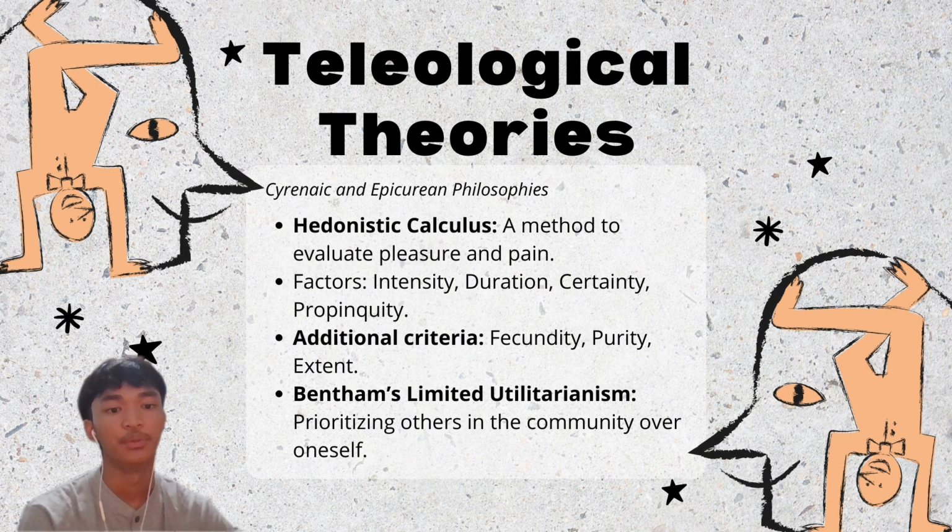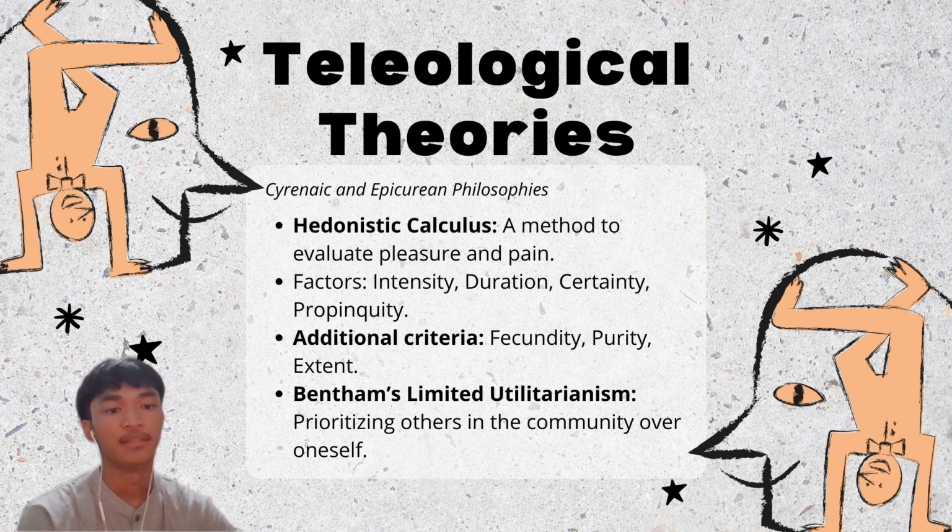And number two, which is purity, the degree of the absence of pain in the pleasure that an action gives. And number three, which is extent, how many people will be affected by the pleasure or pain that the action will cause. Bentham also mentioned his view on what is morally right. He says that an action will be morally right if it causes the most pleasure for the most people.